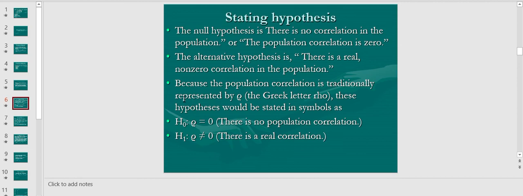Because the population correlation is traditionally represented by rho, a Greek letter, these hypotheses would be stated in symbols as: null hypothesis, rho is equal to 0, stating that there is no population correlation. And the alternative hypothesis, rho is not equal to 0, there is a real correlation.